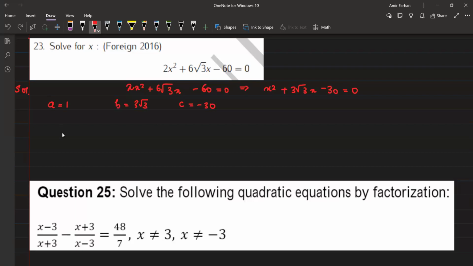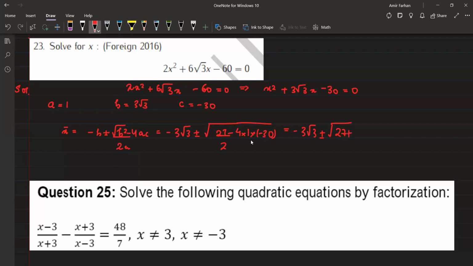Okay. Use the quadratic formula, that is minus b plus minus under root of b square minus 4ac divided by 2a. So minus of b, minus of 3 root 3, plus minus under root of b square. Squaring this 3 root 3 is nothing but 27, minus 4 into 1 into minus 30, divided by 2. So minus 3 root 3 plus minus under root of 27 plus 120. So it is minus 3 root 3 plus minus under root of 147, by 2.